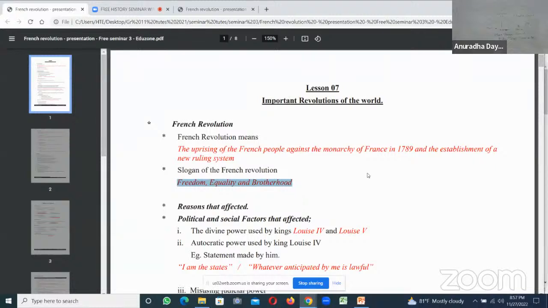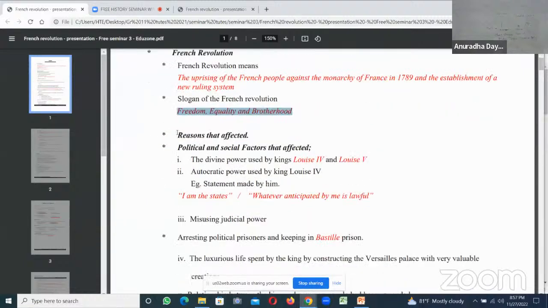Now, the reasons that affected it are very important. I told you that if the question comes, explain the reasons for the French Revolution, under 2 headings or 3 headings. If the question is under 3 headings, what are the headings that you are going to write? Political reasons, economic reasons, and social reasons. Now, these are the political reasons.